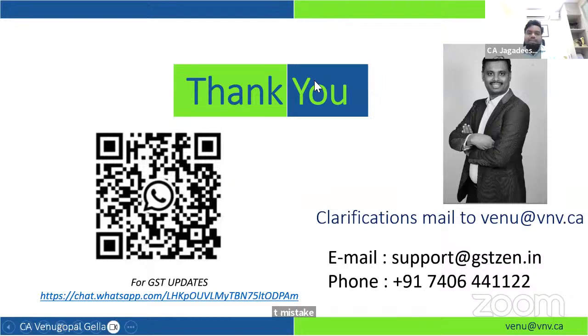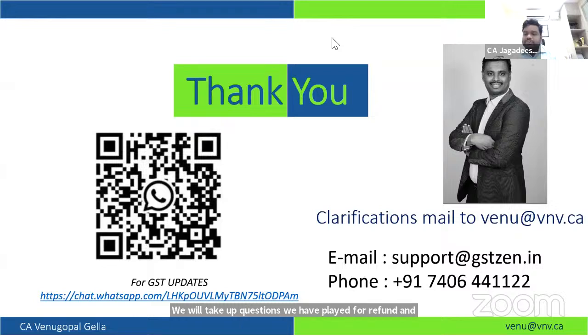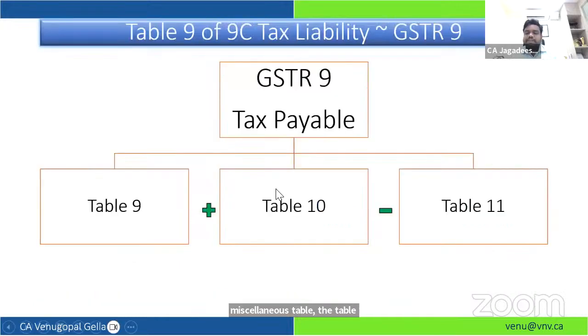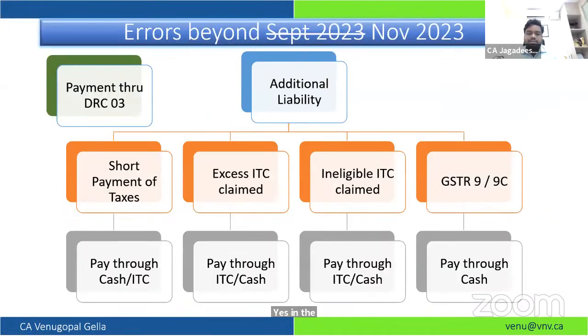Yeah, we'll take up questions. We have applied for refund during the financial year 22-23 for rupees 23,57,000. We got a refund during the year of 7,85,000. Do we need to report this in GSTR-9? Yes, in the miscellaneous table you need to report that.